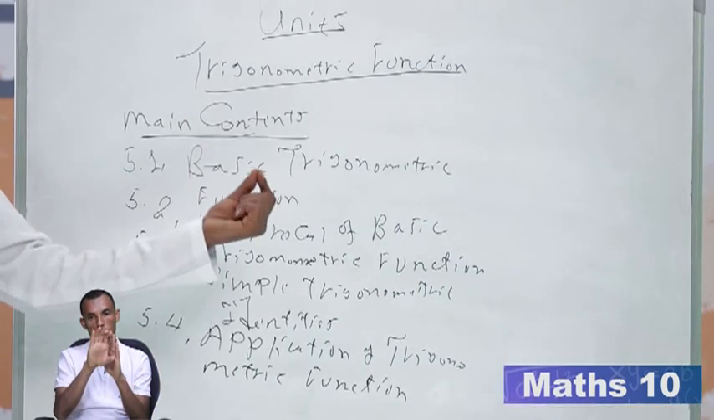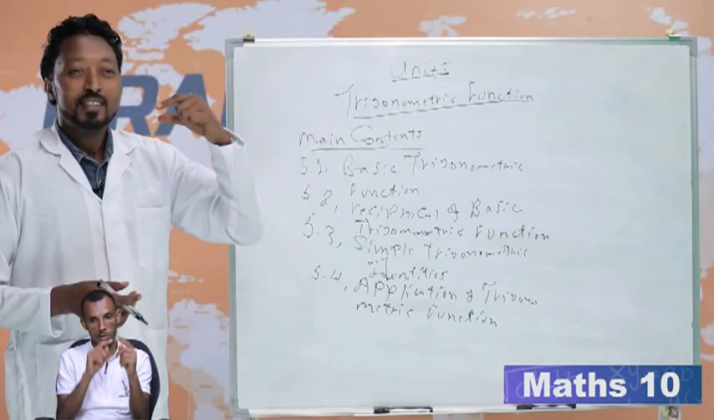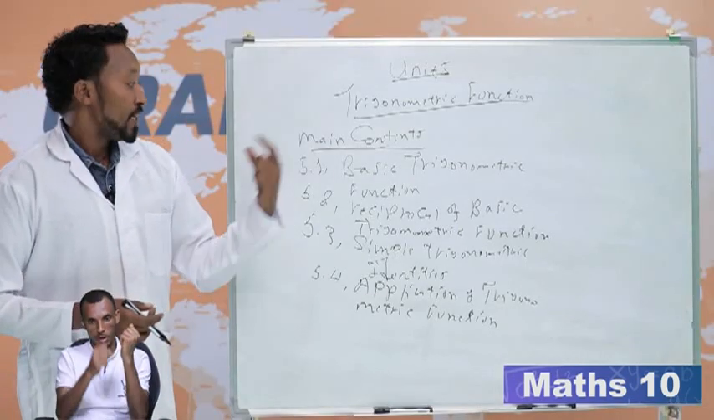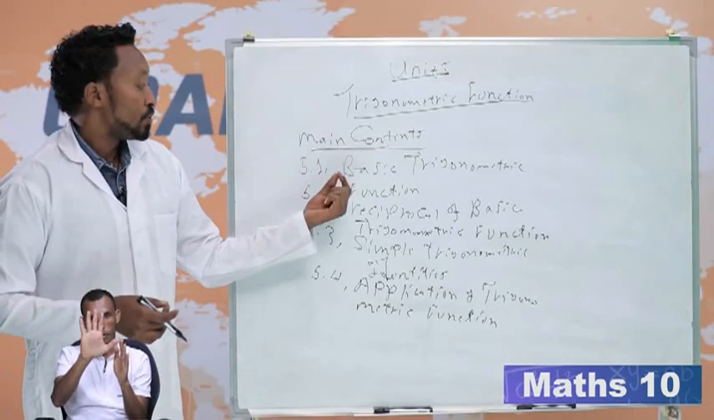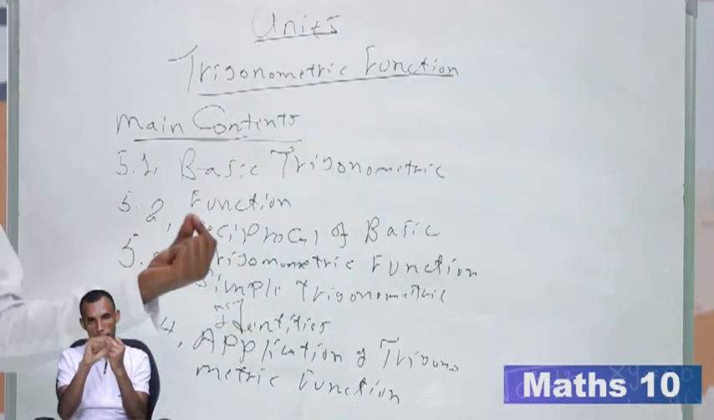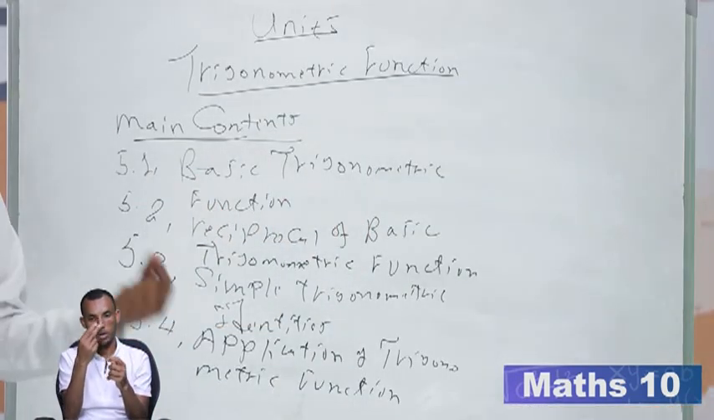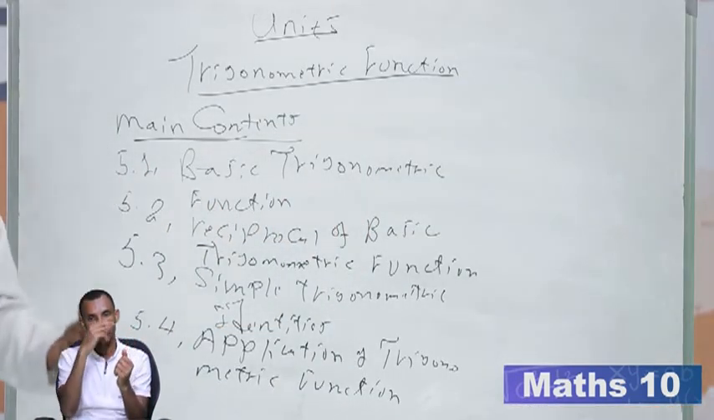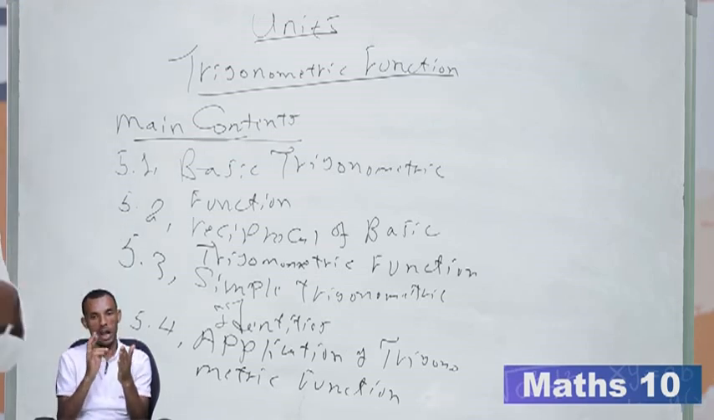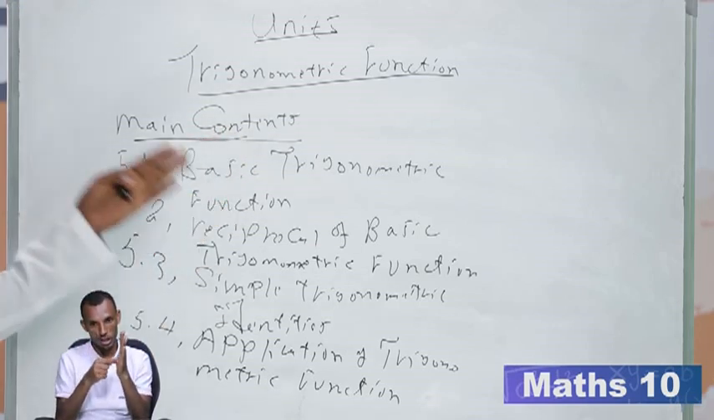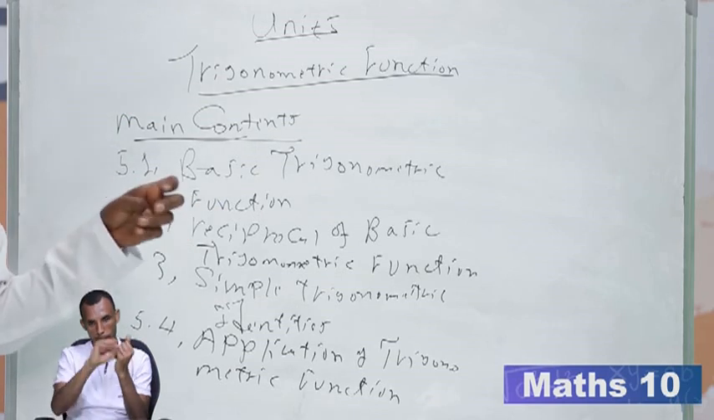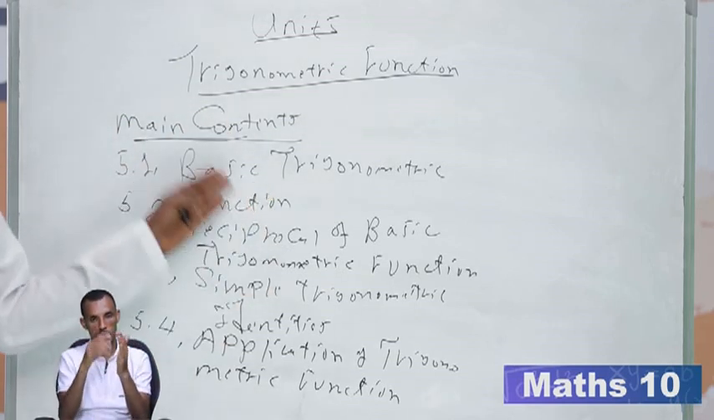The first one, basic trigonometric function, means the base for this chapter. That means chapter 5 relates to basic trigonometric function. What are the basic functions for this chapter? Sine, cosine, and tangent functions are the basic functions for this chapter. This will be seen in detail.